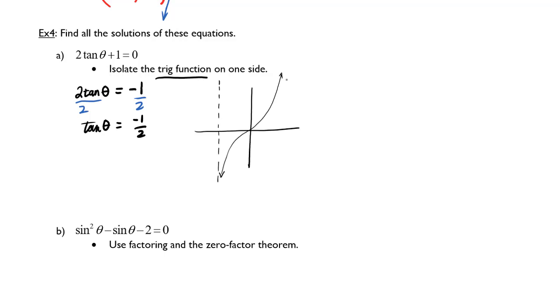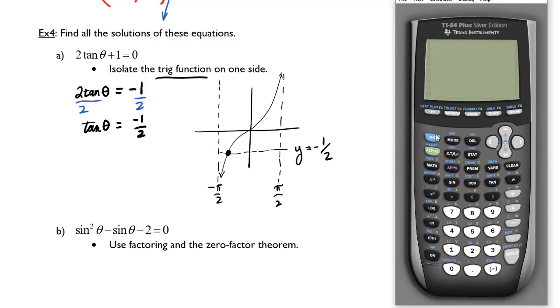Remember that one period for tangent is between negative pi over 2 and pi over 2. We're looking for where this function equals negative 1/2. So here's my sketch, y equals negative 1/2. And I've sketched that horizontally below the x-axis, and I'm looking for that intersection point.